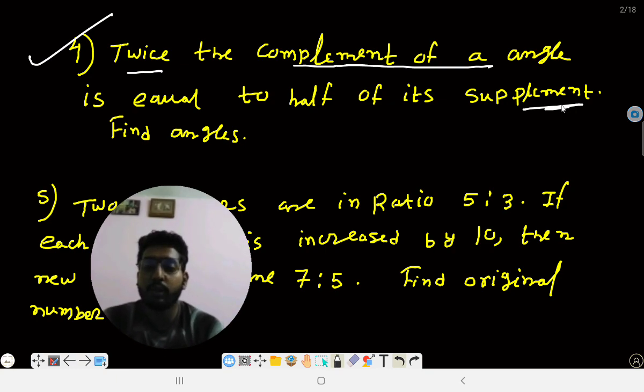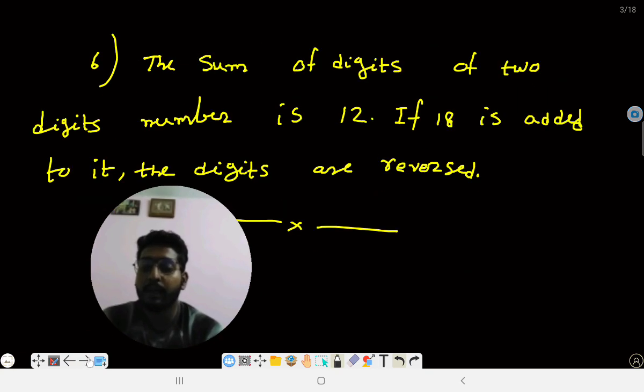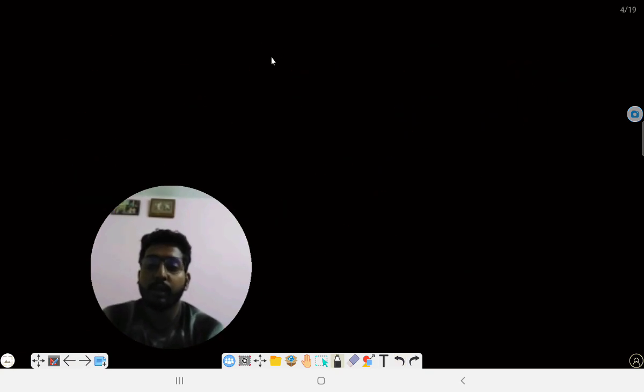Now in the last question we have done, what do you mean by complement? Now what do you mean by supplement? Supplement means if the sum of the two angles is 180 degrees, then they are called supplementary angles. So supplement means the sum of the angles has to be 180 degrees. Suppose one is 30 degrees and one is 150 degrees. Add these, and it will be 180 degrees. That means it is a supplementary angle.